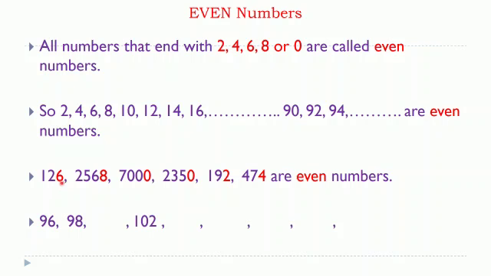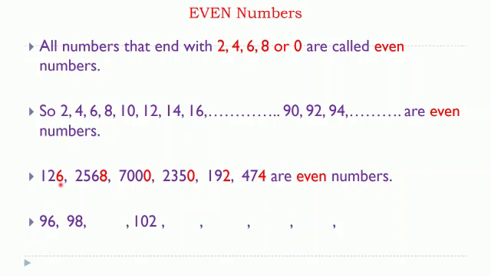See, it is colored red. So the last digit here is 6. Yes, so it is an even number. Last digit here is 8. So this is also even. Last digit is 0. So this is an even number. Here also last digit is 0. So this is also an even number. Here last digit is 2. So this is also an even number. 192 is even. The whole number is an even number. Now again here last digit is 4. So 474 is an even number.